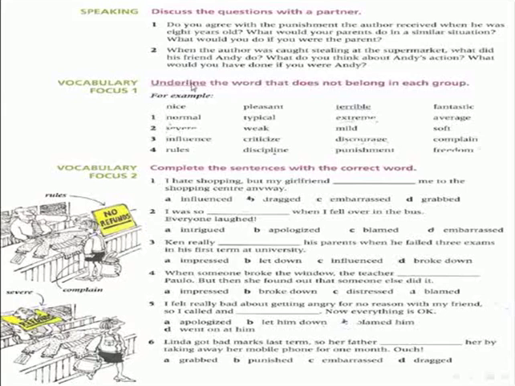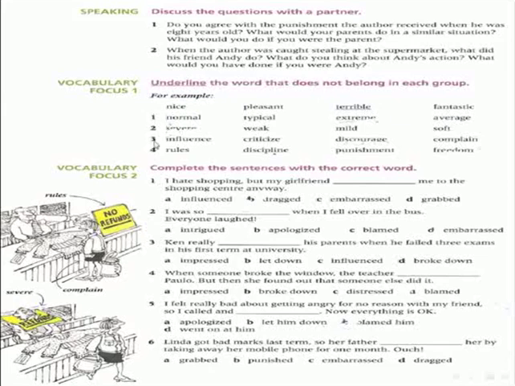Next exercise, vocabulary, focus number 1. The question, underline the word that doesn't belong in each group, which is the different one, or which we can say the odd one out. Circle the odd one out, which is not from the same family. For example, we have nice, pleasant, okay, fantastic, but not terrible. Terrible, we circle it. It's different.